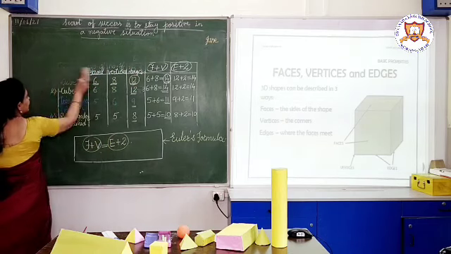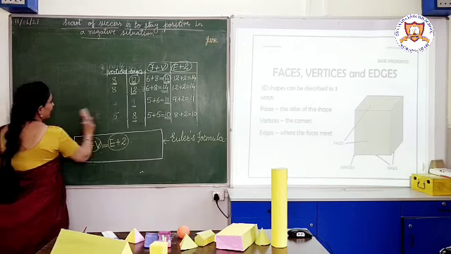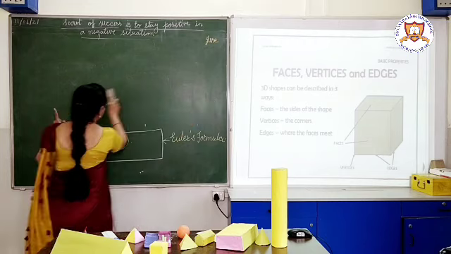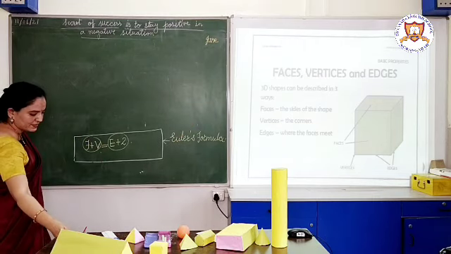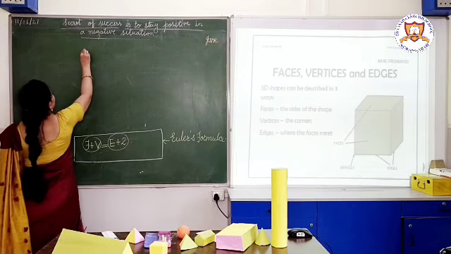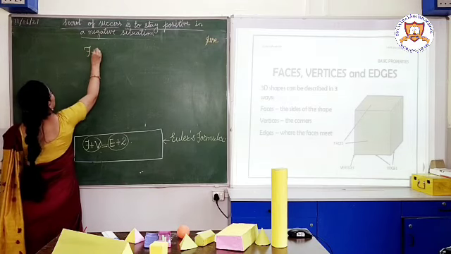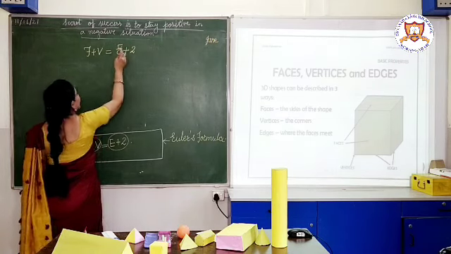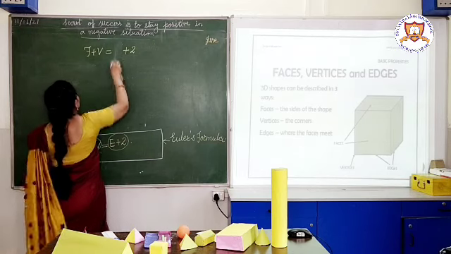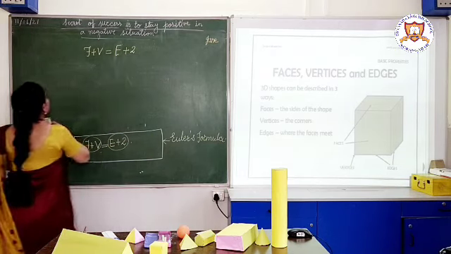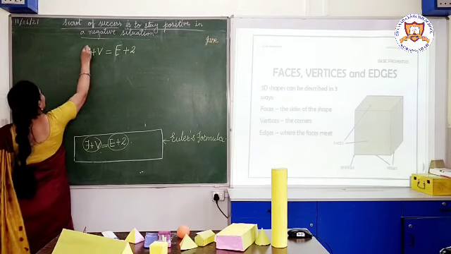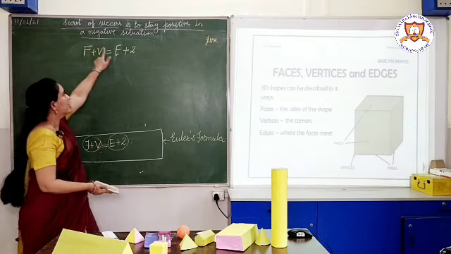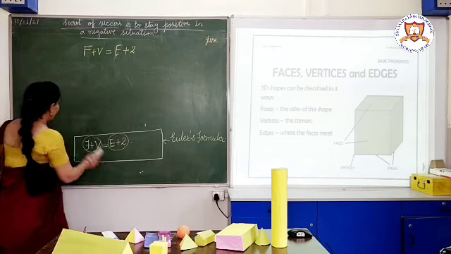Now I will write this down and you will tell me for a few examples. What is our formula? I will write it and we will go for different examples. F plus V is equal to E plus 2. Instead of writing in cursive, I will write E here, and F also in normal form, so you will understand it properly. Faces, vertices, edges and plus 2.